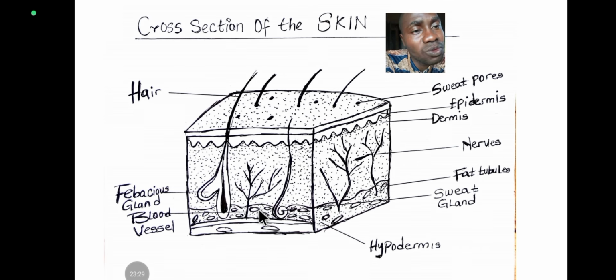The nerves of the skin, where are they located? And so on and so forth. They can ask you anything. There are other stuff to label here, but for this level, let's forget about that. You don't need that right now. Let's move on to the next.